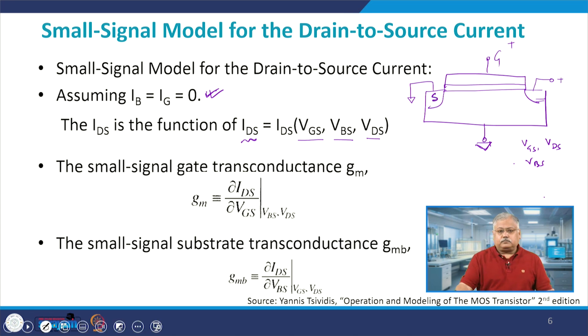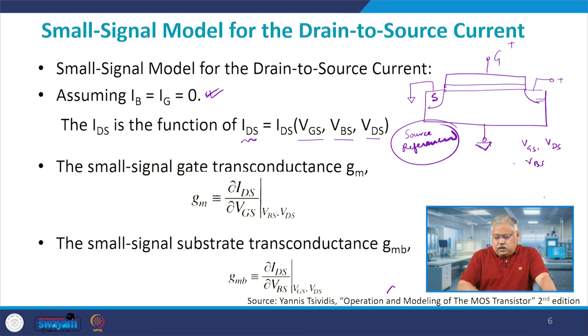This is my source. This is known as source referenced modeling. We also come to the second part, and this is where a new thing will be added. You see the body, you can also have a body referenced modeling. Then body referenced modeling will give you what? VGB, VDB and VSB. With respect to body, you will have the source voltage, the drain voltage, and the gate voltage.